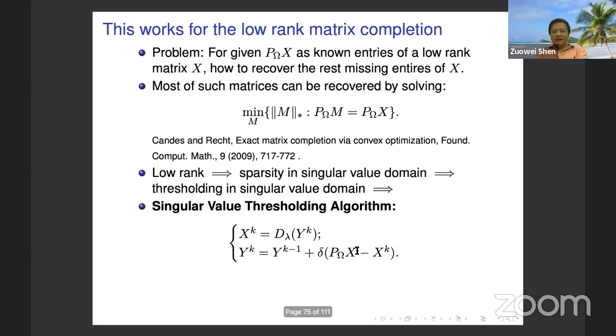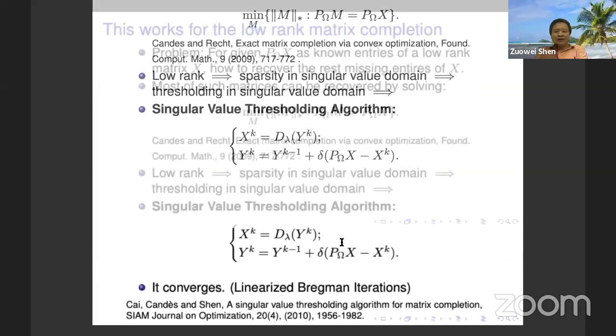This is very good. This has become a very popular algorithm, and for low rank matrices we use this result to do many things in video reconstruction, segmentation and analysis. But I don't have time to talk about that.